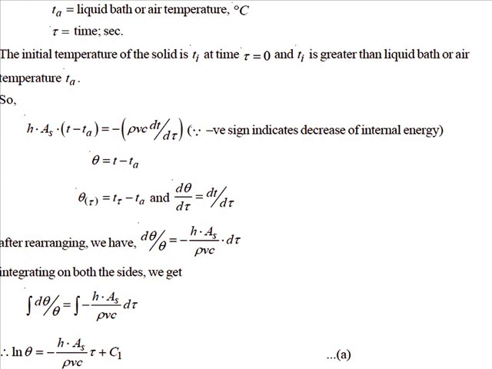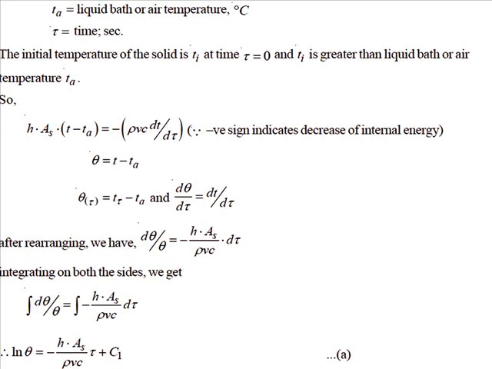Now we know that theta equals T minus Ta, that is the temperature excess. If I write theta of tau, then I can say that is equal to T of tau minus Ta. And if I differentiate it, that is d theta by d tau, I will get that it is equal to dT by d tau. So now in equation number 1, I can replace dT by d tau with d theta by d tau.